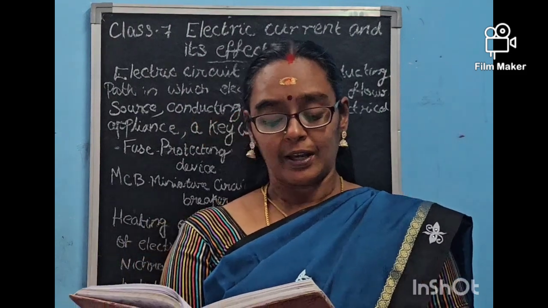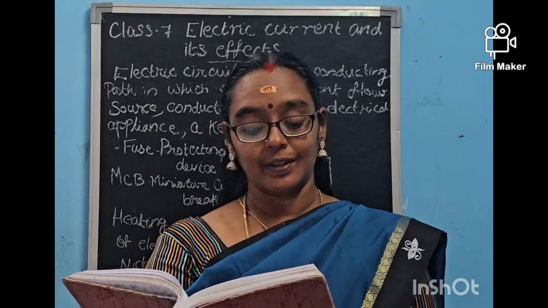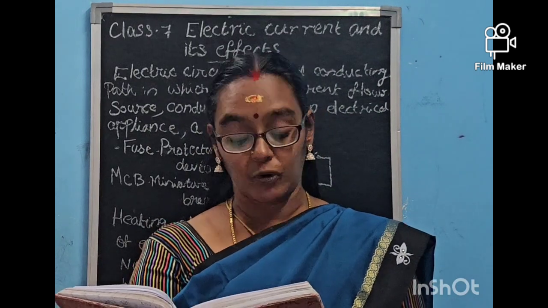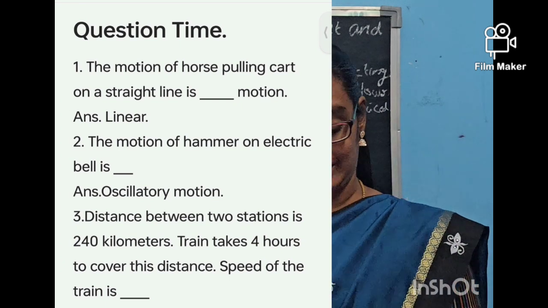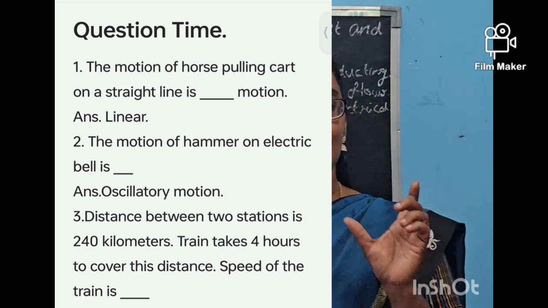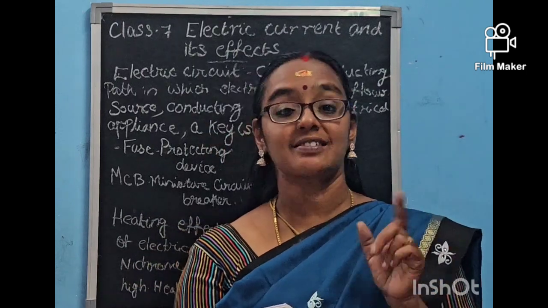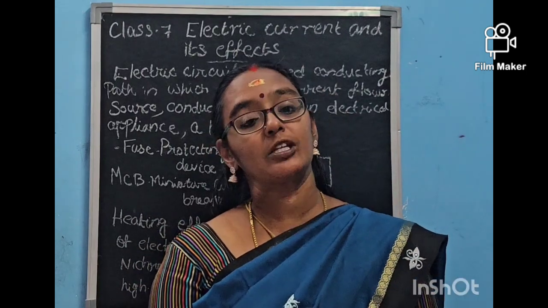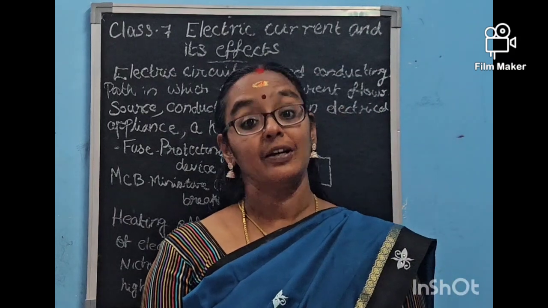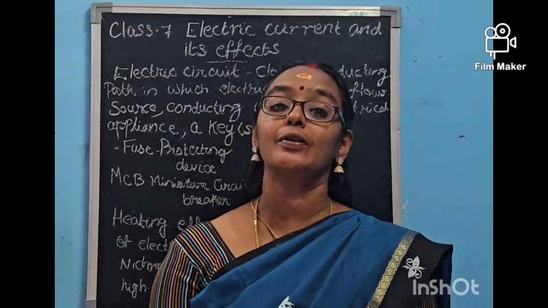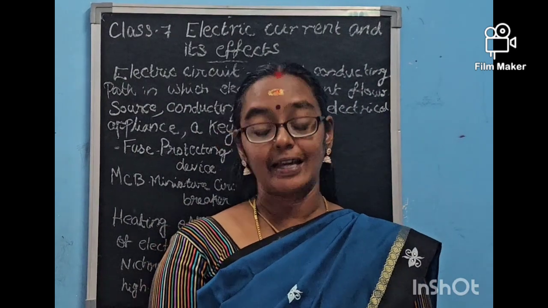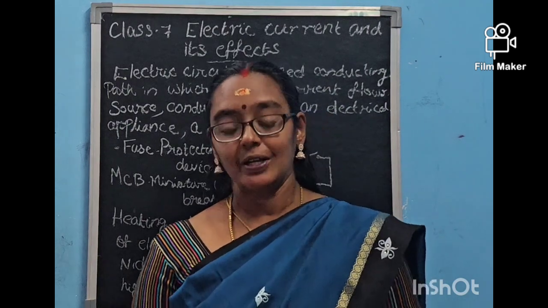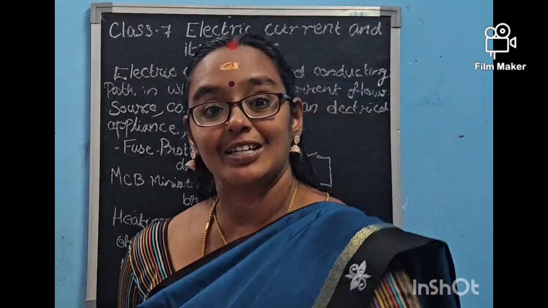And the third one was a problem type question. Distance between two stations is 240 km. The train takes 4 hours to cover this distance. What is the speed of the train? They have given the distance as well as time. So, distance by time will be the speed. 240 divided by 4, and the answer will be 60. You have to write 60 km per hour. Okay. The question section is over.